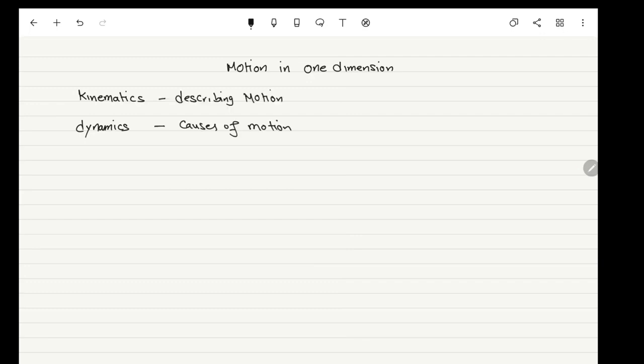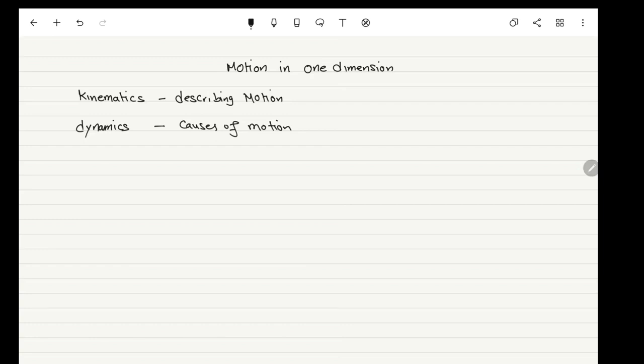Let's discuss motion in one dimension. Mechanics is divided into two parts, kinematics and dynamics. Kinematics is concerned with describing motion, while dynamics is concerned with the causes of motion. In this lecture, we will discuss describing motion, kinematics, while later on we will discuss dynamics, or the causes of motion. If the object is moving in the horizontal direction, we use the x-axis, while if the object is moving in the vertical direction, we use the y-axis.